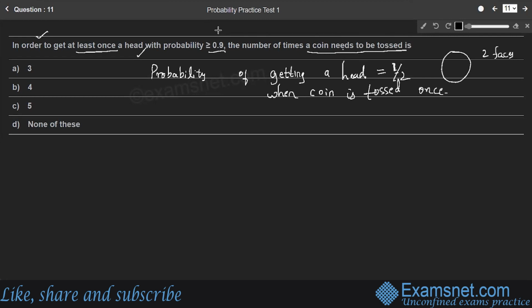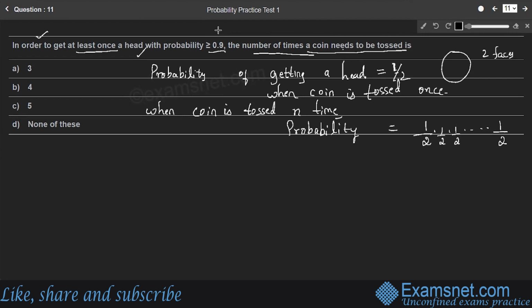Here we need to find the number of times a coin needs to be tossed. So for that, we'll consider when a coin is tossed n times. What is the probability of getting a head? When a coin is tossed n times, the probability of getting a head becomes 1 by 2 into 1 by 2 into 1 by 2, and so on up to 1 by 2, which is the nth time. Therefore, it becomes 1 by 2 to the power of n, or 1 by 2 raised to n. Both are the same. Therefore, the probability is 1 by 2 raised to n.